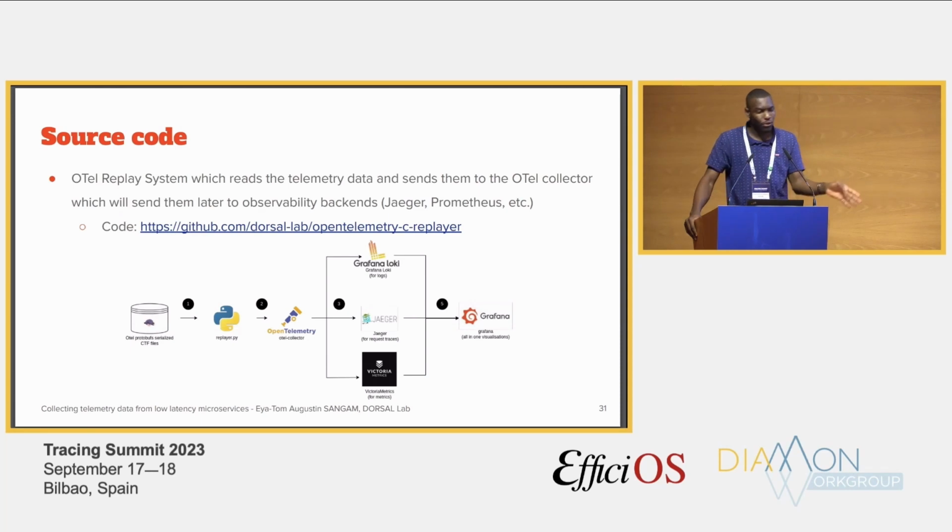When you finish tracing the application, you use the replay system. It's a simple Python script that reads all the traces that have been gathered and sends them to the collector, which will dispatch them later. For people who don't want to use a lot of tools, you can use Grafana to view all those telemetry data in one place.